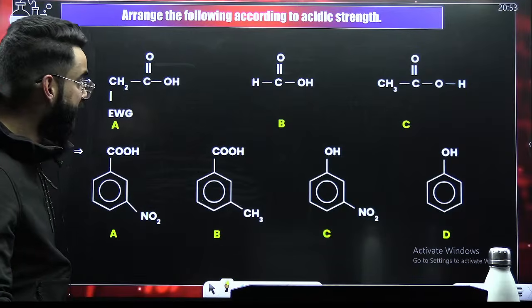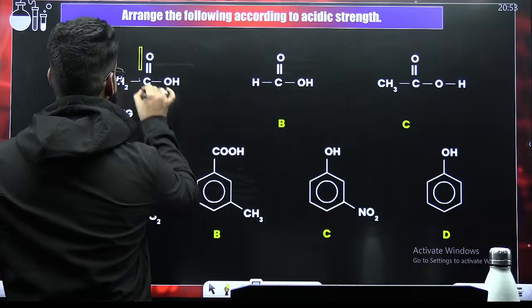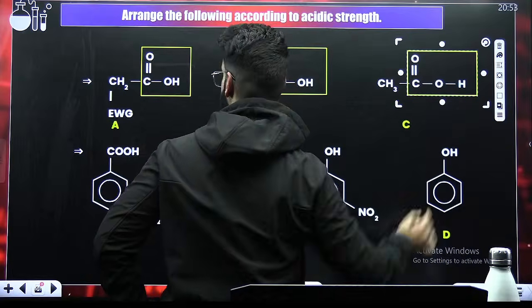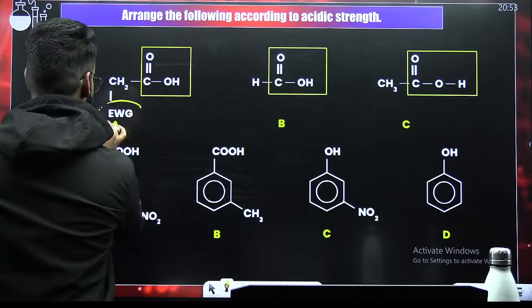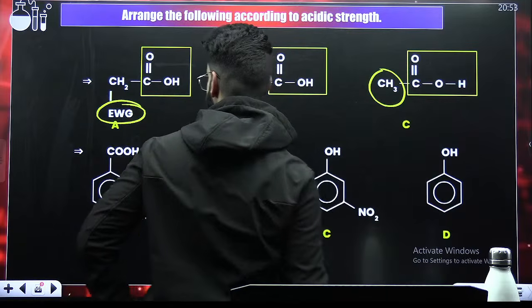Arrange the following as per the acidic strength. First of all, these are your carboxylic acids: C double bond OH, C double bond OH, C double bond OH. Right? Here you have got a withdrawing group. Here you have got hydrogen attached. Here you have got a donating group, right?